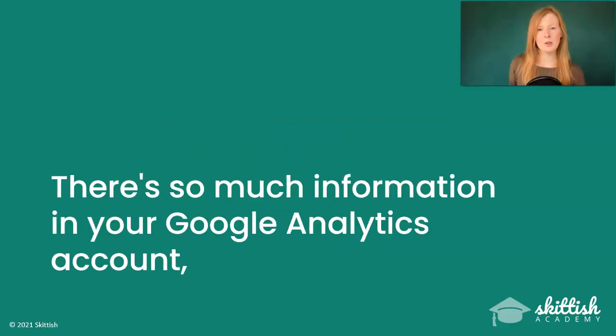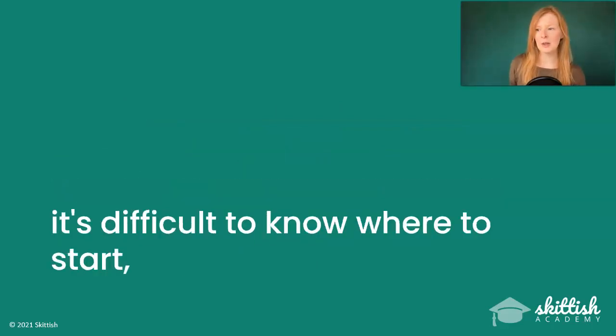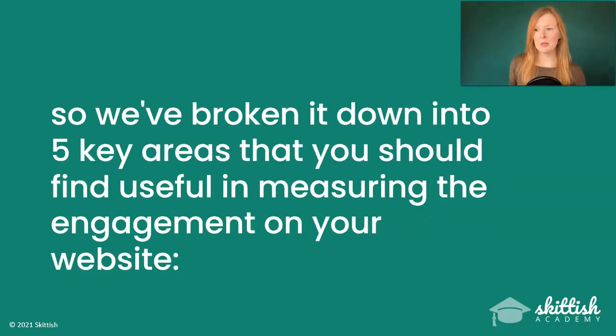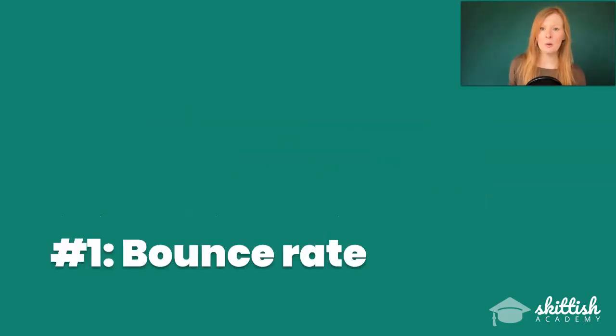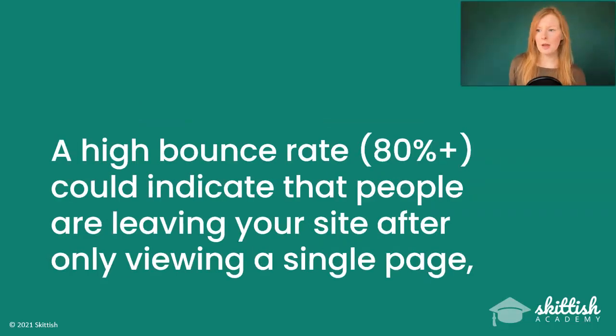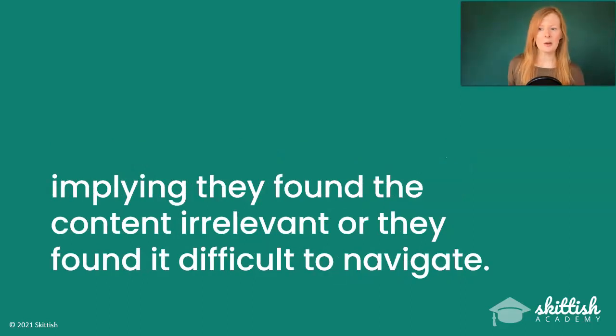There's so much information in your Google Analytics account, it's difficult to know where to start. So we've broken it down into 5 key areas that you should find useful in measuring the engagement on your website. Number 1, bounce rate. A high bounce rate, say 80% plus, could indicate that people are leaving your site after only viewing a single page, implying that they found your content maybe irrelevant or they found it difficult to navigate.